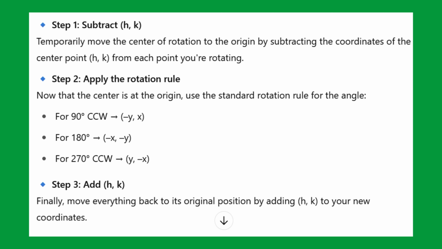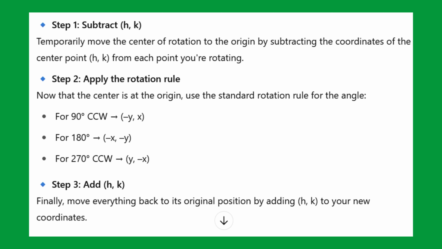Step 1. Subtract (h, k). Temporarily move the center of rotation to the origin by subtracting the coordinates of the center point, h and k, from each point you are rotating. Step 2. Apply the rotation rule. Now that the center is at the origin, use the standard rotation rule for the angle.